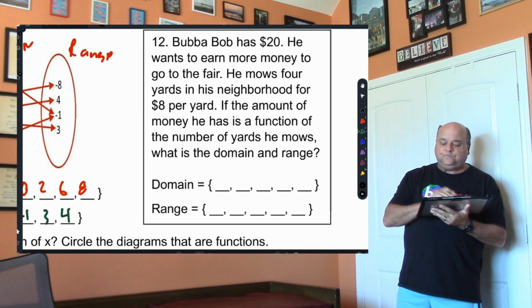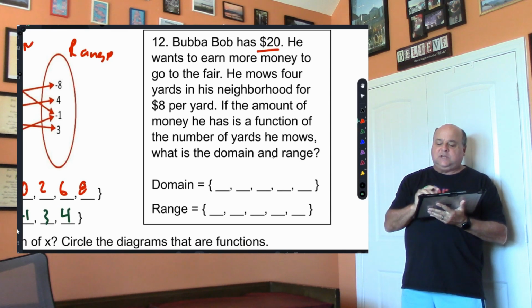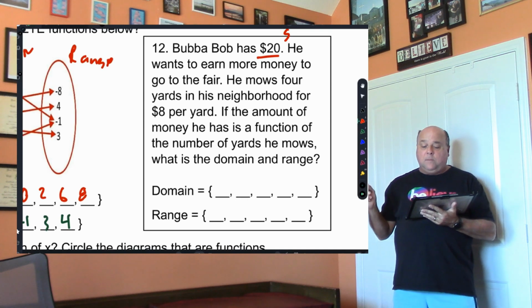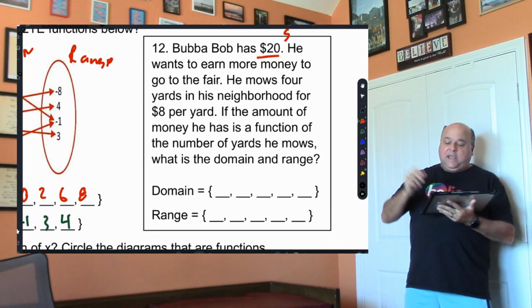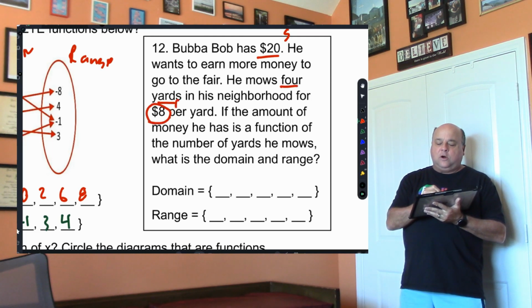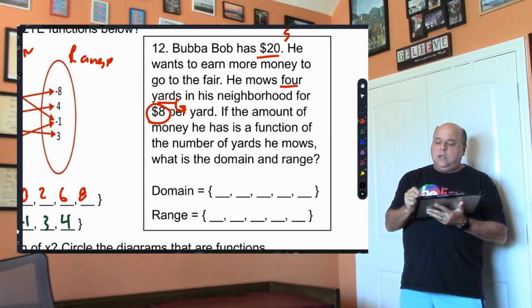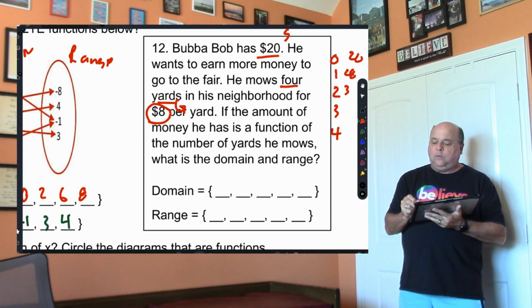Number 12. Okay, Bubba Bob has $20. This is going to be your starting amount. He wants to earn more money to go to the fair. Oh, who doesn't want to go to the fair? He mows 4 yards in his neighborhood for $8 a yard. That will be our growing number on it. So let's make a T-chart over here. I'm going to put 0 yards, 1 yard, 2 yards, 3 yards, 4 yards, and we start off with $20, and we're just going to add 8, aren't we?